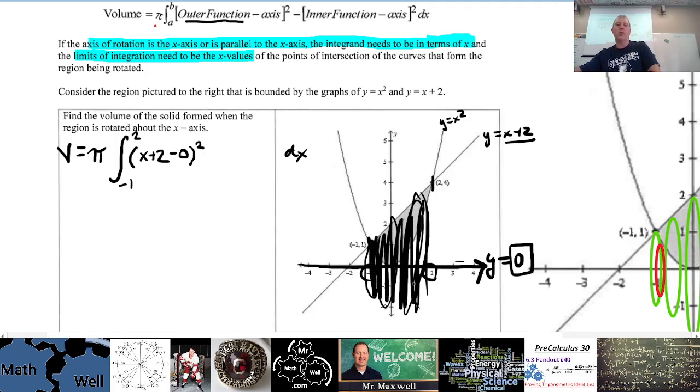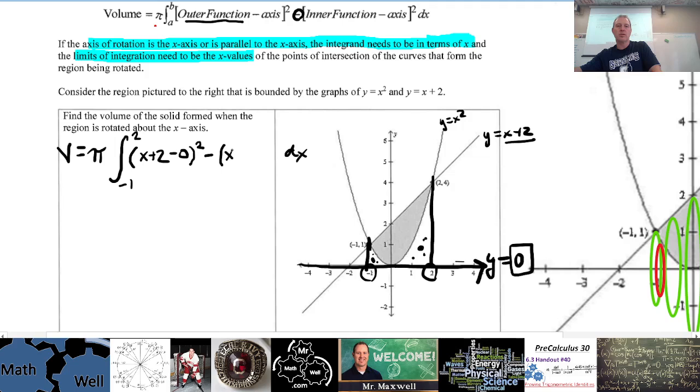Now, I don't want the whole thing because I don't want to include this part and this part. You see that? That is not included in my solid of revolution. So that's where this next part comes in. Let's subtract the inside parts. This is the inside volume that I do not want to include. So I put in x squared because that's the inner function. The inside function x squared minus the axis of rotation 0, and that has to be squared.